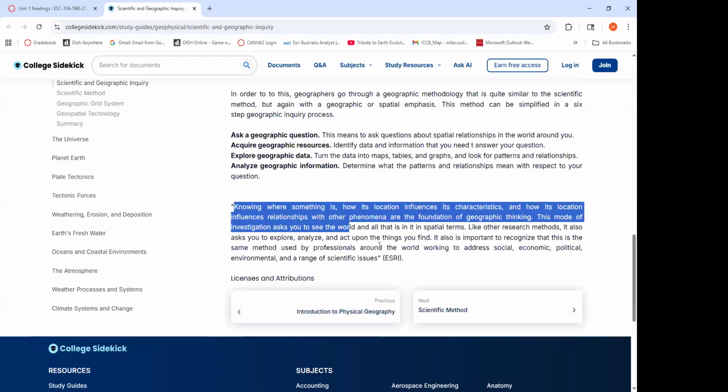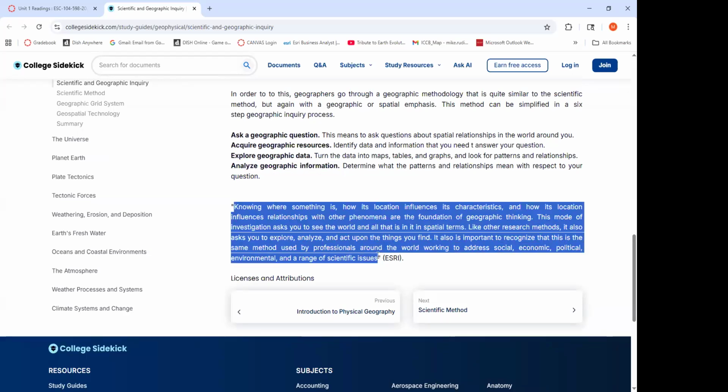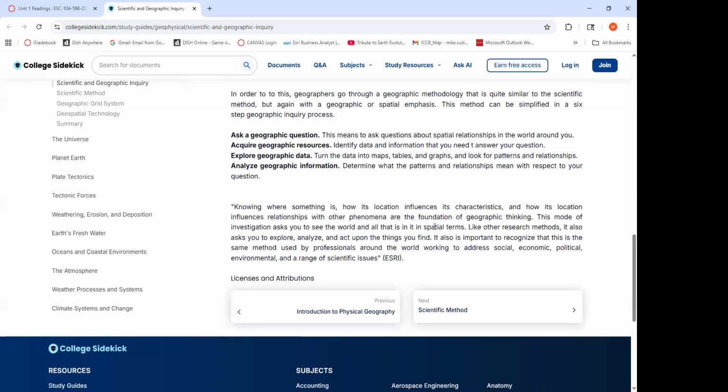So really get familiar with understanding the spatial processes. Knowing where something is is one thing, but knowing why it's where it's located is the other, and that's what we call spatial analysis. And that's what we're going to be doing at times in the semester, taking geography beyond just saying and memorizing where things are. We want to know why they're located where they are.